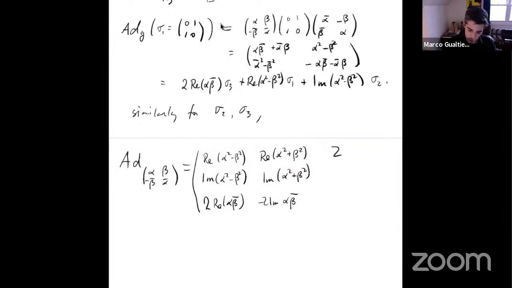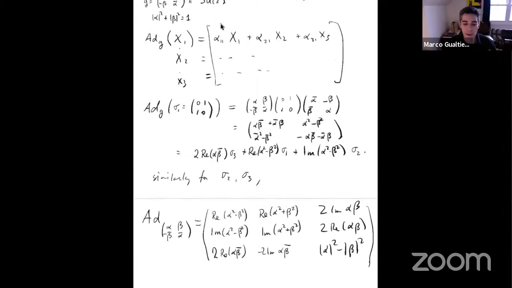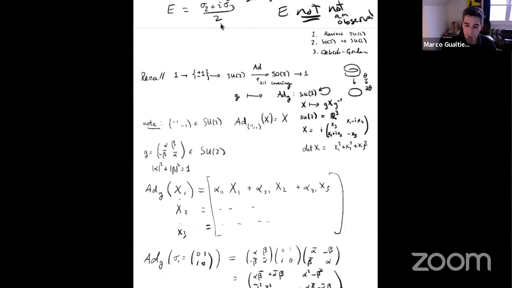And then we have 2 imaginary part alpha beta, 2 real part alpha beta, and alpha norm squared minus beta norm squared. I hope that that's correct. But I just want to point out that this is just a direct, simple linear algebra consequence of the definition of the adjoint action. Okay, I'm just writing it out explicitly.